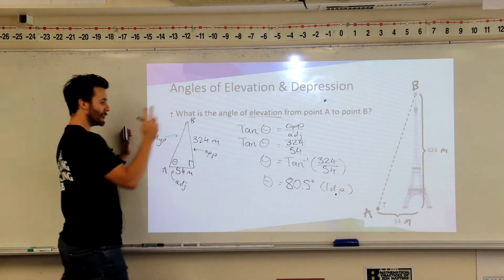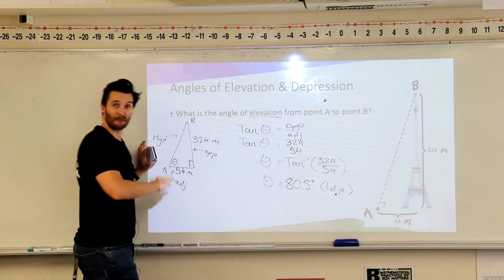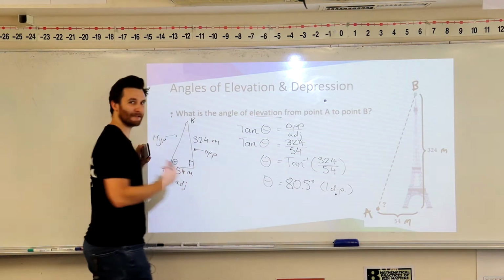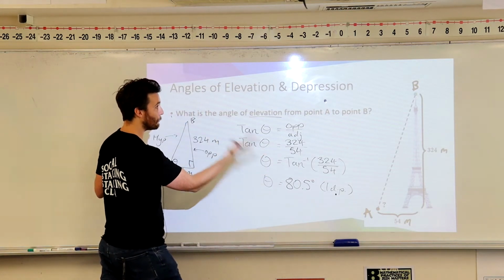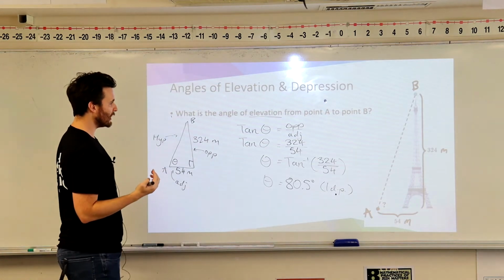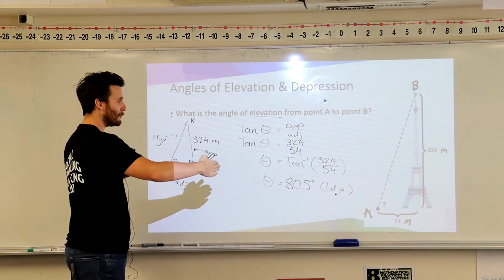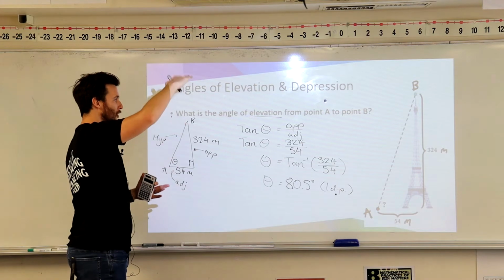Now being a worded question, if I had space underneath, I'd provide a worded answer, but for the sake of this video, I'm going to leave it at that. So I figured out the angle of elevation between point A and point B. I'll check to see if it's realistic. With a distance of 54 meters, 324 is quite a few times greater than that.